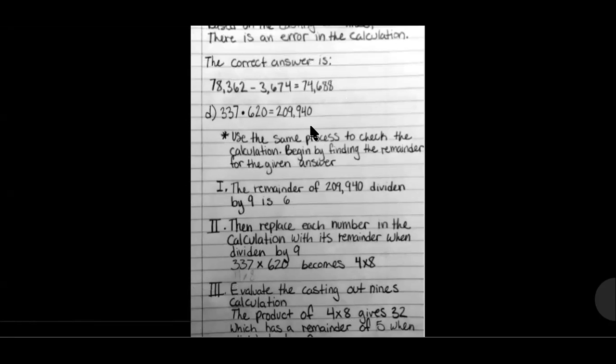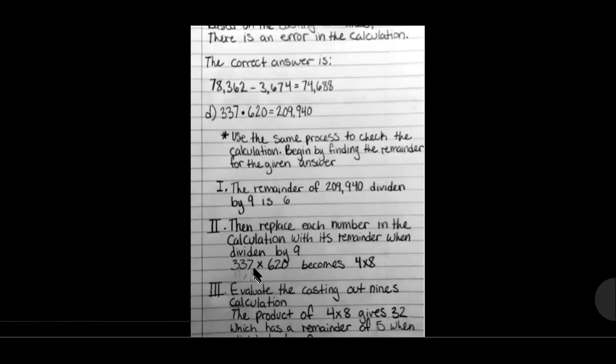Now, how do we do multiplication? As you can see right here, we use the same process to check the calculation. Begin by finding the remainder for the given answer. The remainder of this number divided by 9 is going to give us this. So when it says the remainder, it's going to be all of these added together, and then the sum of that divided by 9, and that is going to have a remainder of 6. So remember this number right here.